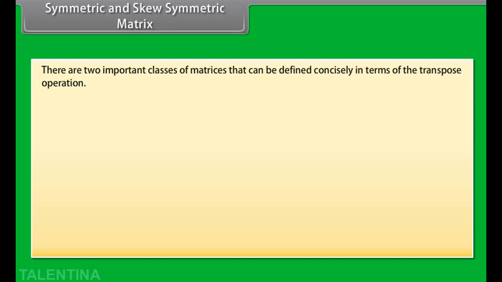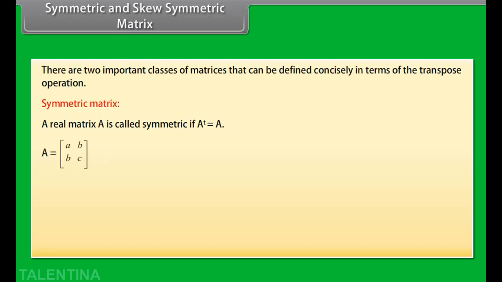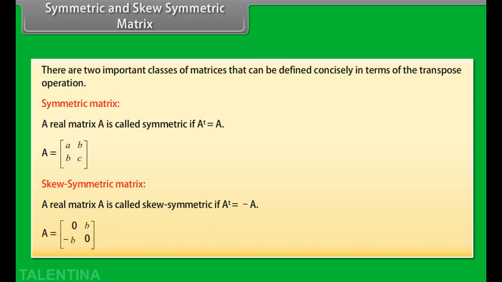Symmetric and skew symmetric matrix. There are two important classes of matrices that can be defined concisely in terms of the transpose operation. Symmetric matrix. A real matrix A is called symmetric if transpose of matrix A is equal to matrix A. Here A is a general 2 by 2 symmetric matrix. Skew symmetric matrix. A real matrix A is called skew symmetric if transpose of matrix A is equal to minus matrix A. Here, A is a general 2 by 2 skew symmetric matrix.